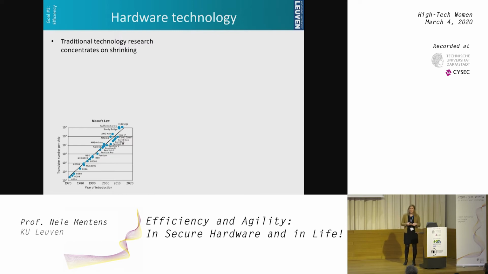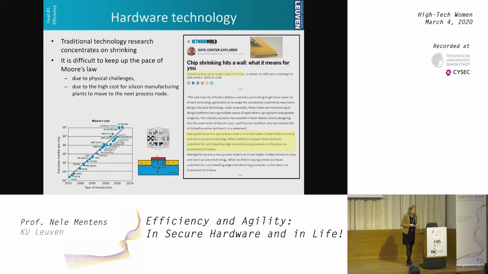When we look at hardware technology, how do researchers try to achieve high efficiency? First of all, traditional technology research focuses on shrinking chips, making transistors smaller, keeping up with Moore's law, which says that the number of transistors in a chip doubles every 2 years. But it's not easy to keep up with Moore's law and to keep on shrinking, due to physical challenges. I will not go any deeper, but also due to economical challenges. For example, Global Foundries announced a few years ago that they would not go into 7-nanometer technology because the cost of the infrastructure is just too expensive. So it's not easy to keep on shrinking and shrinking. And that's why emerging technologies, as we call them, pop up. With emerging technologies, I mean everything that's not standard silicon chips, but something alternative. And they are proposed to improve efficiency.